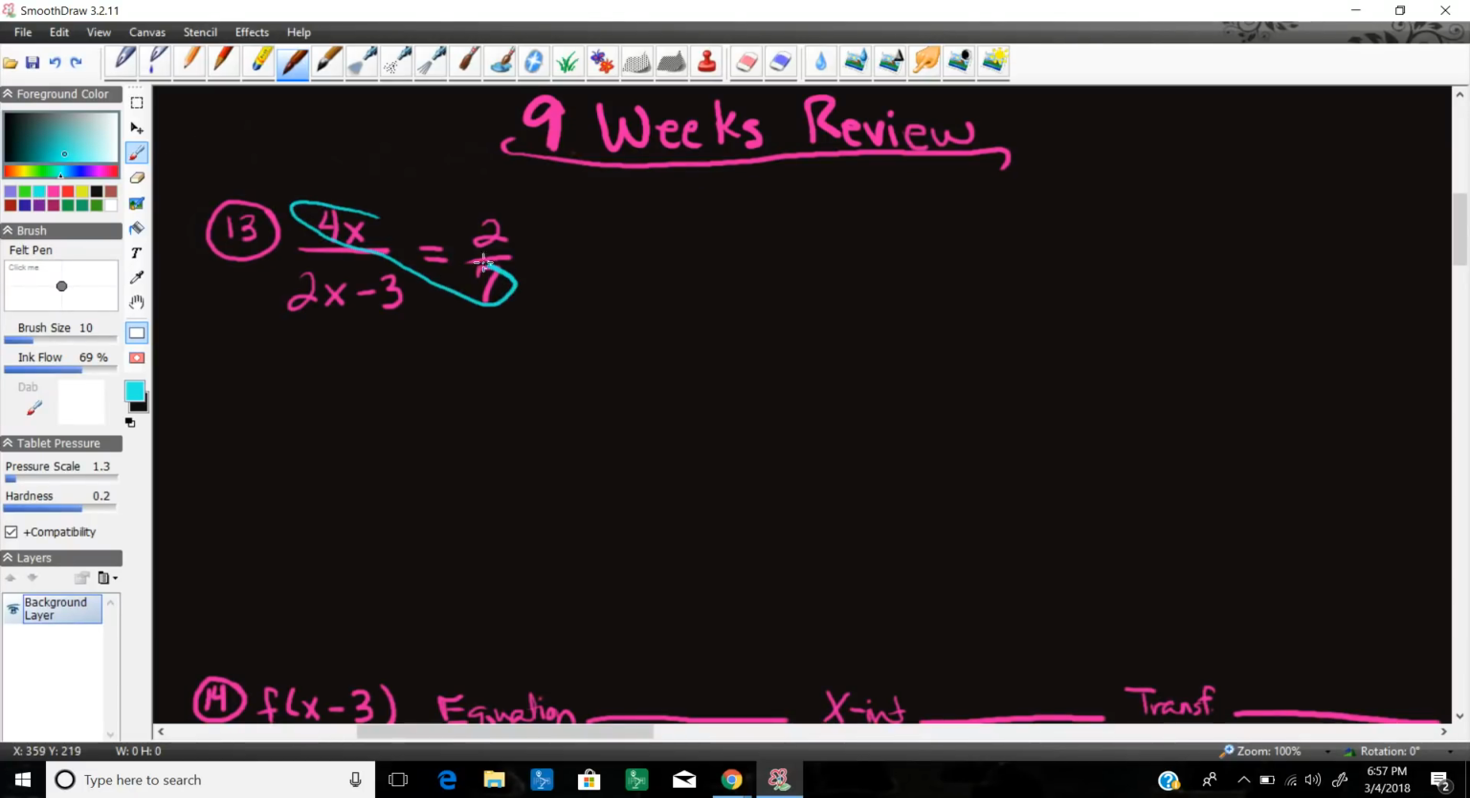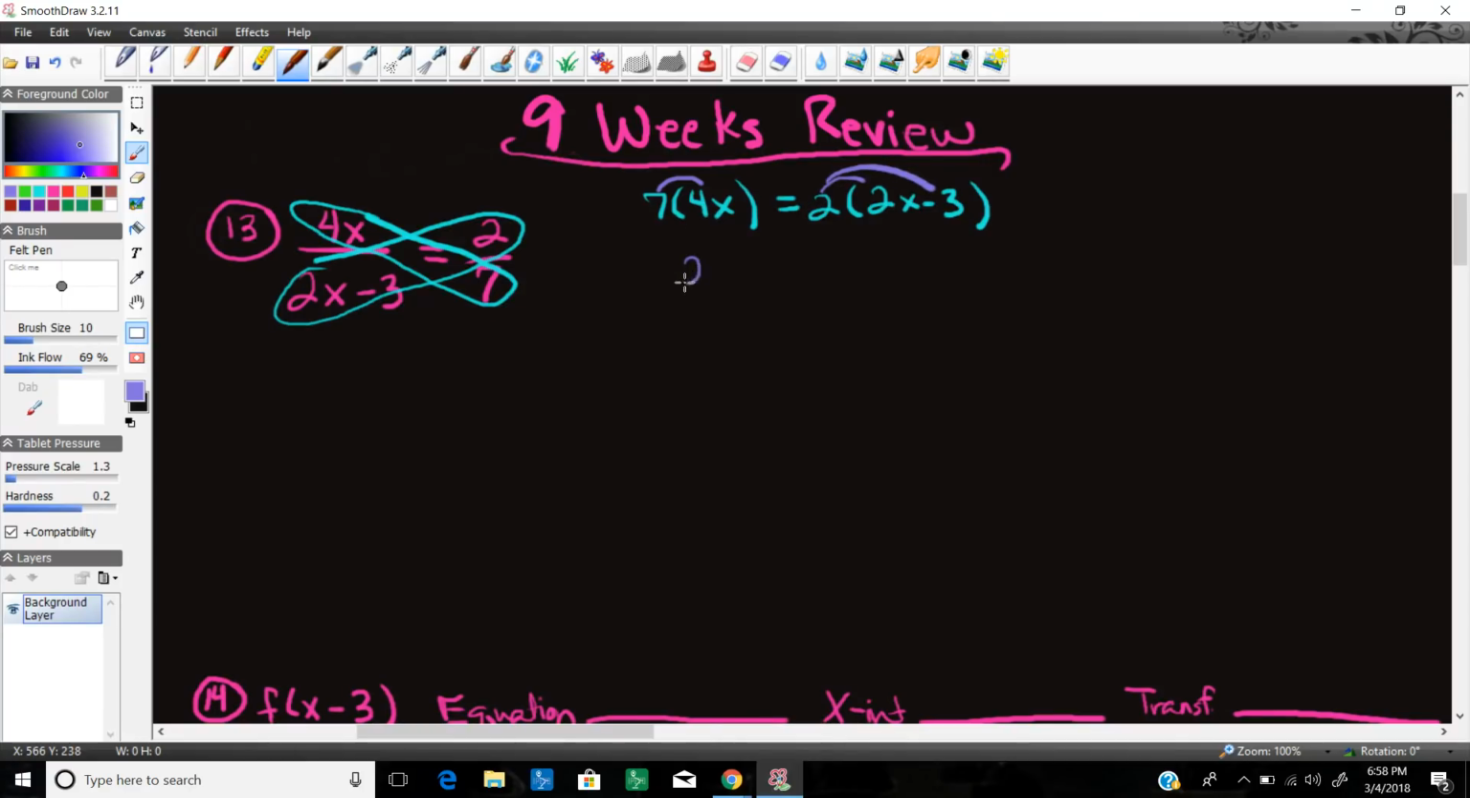So we have 4x times 7 is equal to 2x minus 3 times 2. Okay, so I'm going to go ahead and multiply that. So let's do 7 parentheses 4x. That is, this piece right here is equal to 2 times all this, 2 parentheses 2x minus 3. Okay, so this is a simple algebraic problem. We're going to distribute here.